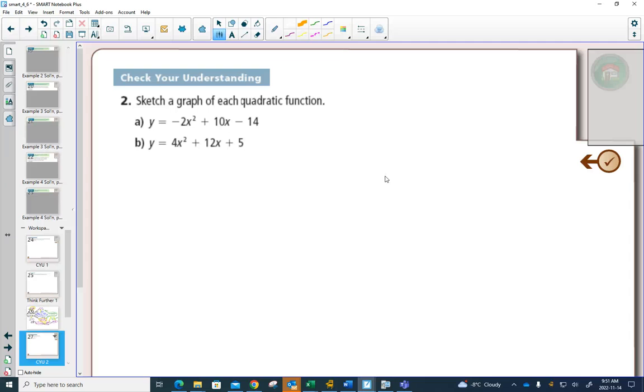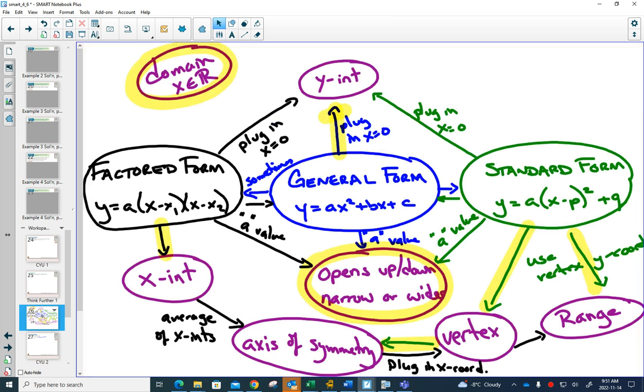So the first thing we're going to notice is that in the general form. And if we look back at our diagram, what can the general form tell us? Well, the general form, basically, it can tell us the a value, so we should know if this opens up or down, and whether it's narrower or wider than a regular x-squared graph. And we can also find the y-intercept easily.